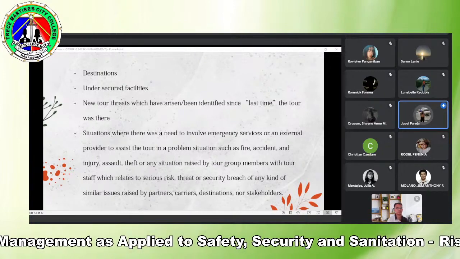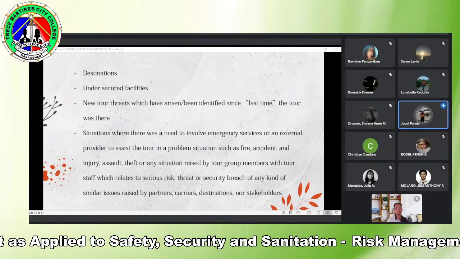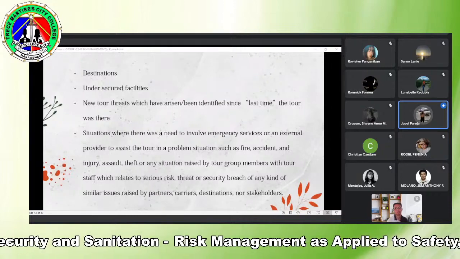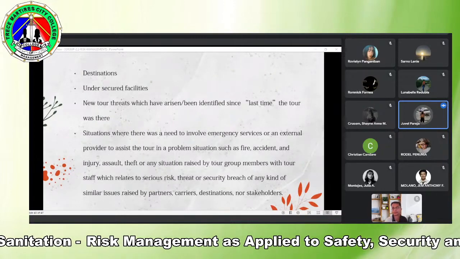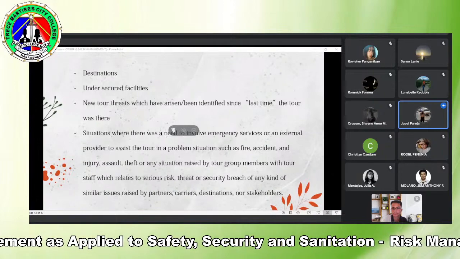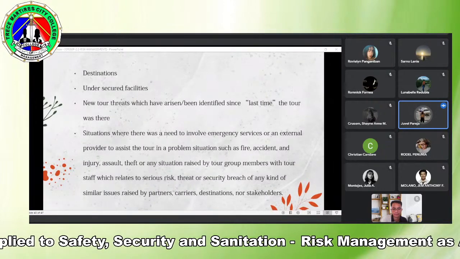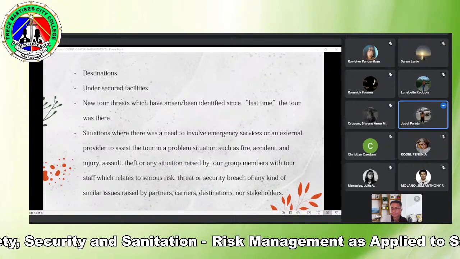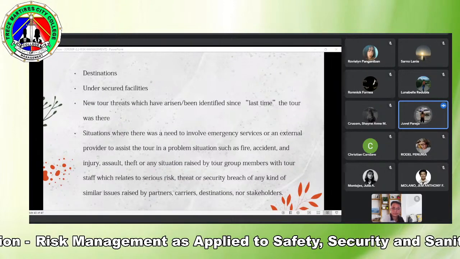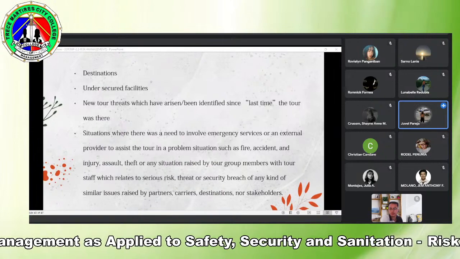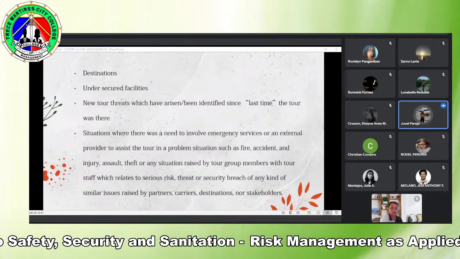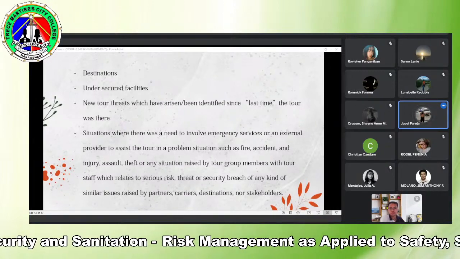Situations where there was a need to involve emergency services or an external provider to assist the tour in problem situations. The first priority is always life safety. The second priority is the stabilization of the incident. There are many actions that can be taken to stabilize an incident and minimize potential damage. First aid and CPR by trained employees can save lives. Sa fire naman po, fire extinguisher by trained employees can extinguish a small fire. Containment of a small chemical spill and supervision of building utilities and systems can minimize damage to a building and help prevent environmental damage.